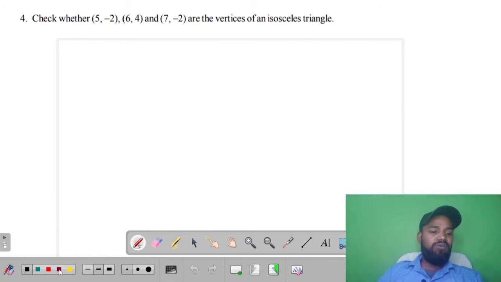First of all, we know what an isosceles triangle is. In an isosceles triangle, two sides are equal. If any two sides are equal, then we call the triangle an isosceles triangle. So now we are going to the problem.